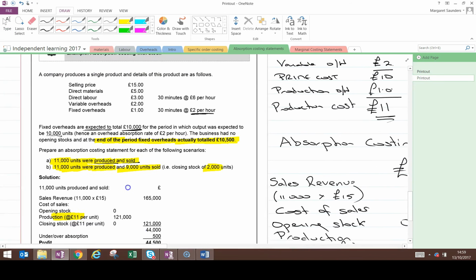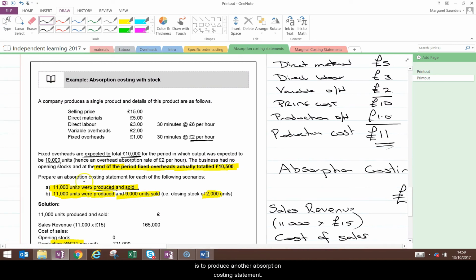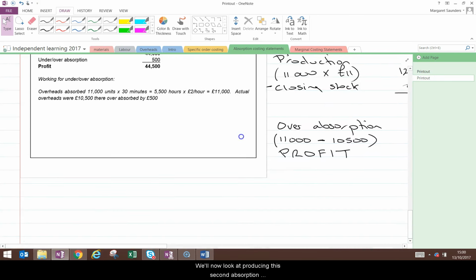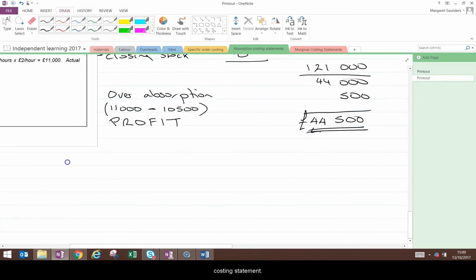The second requirement in this example is to produce another absorption costing statement, this time on the assumption that we produced 11,000 units, but we only sold 9,000. So we've got a closing stock of 2,000 units. So the information that we use is the same. We know our production cost is £11. We know we're selling the product for £15. So we'll now look at producing this second absorption costing statement.